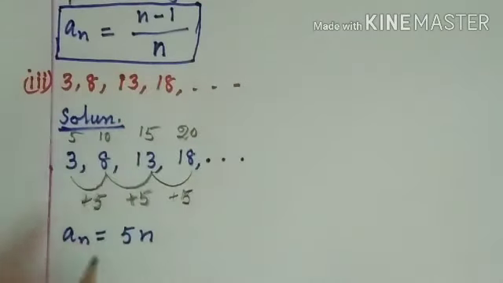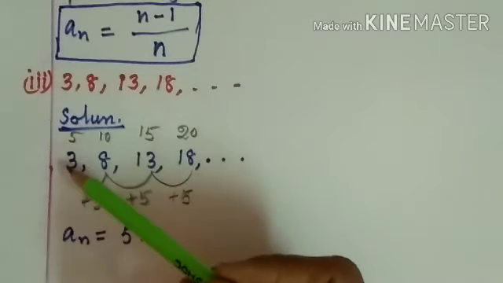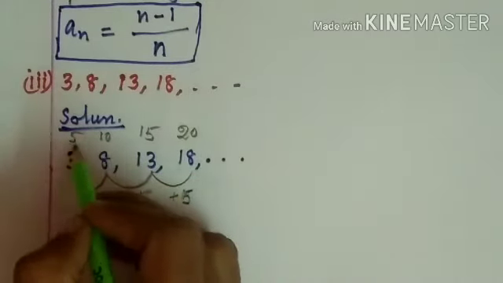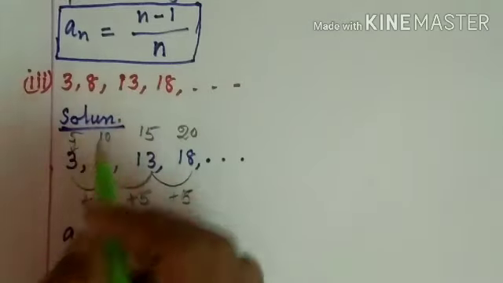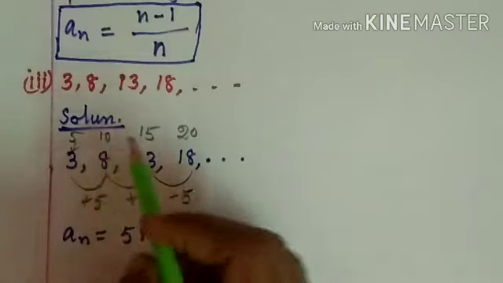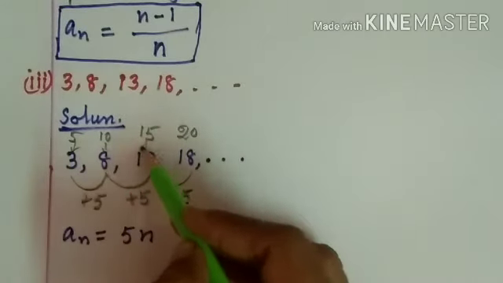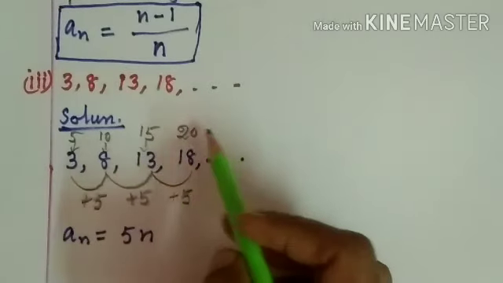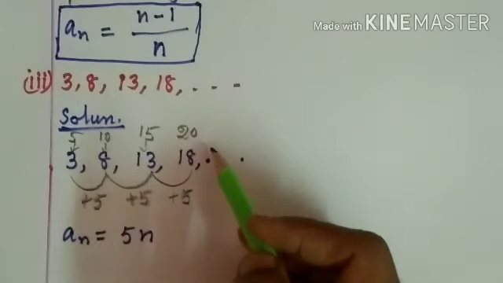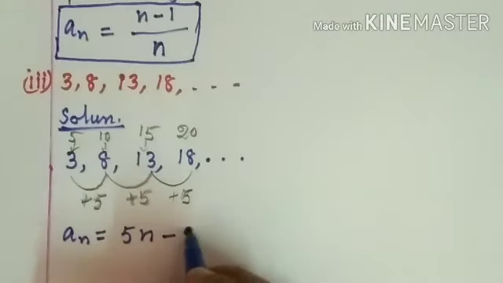Now, you have to observe these two numbers, that is 5 minus 2 means we get 3. 10 minus 2 means we get 8. 15 minus 2 means we get 13. 20 minus 2 means we get 18. Therefore, the general term is 5n minus 2.